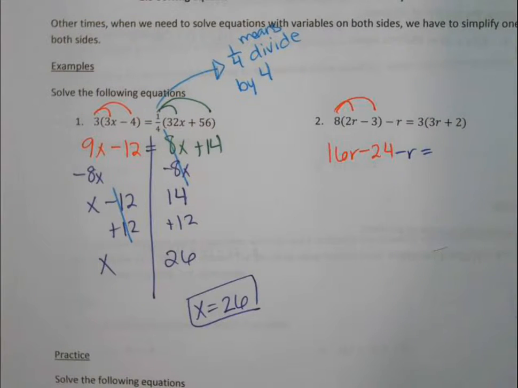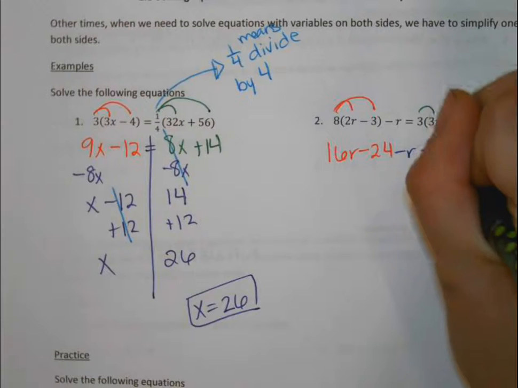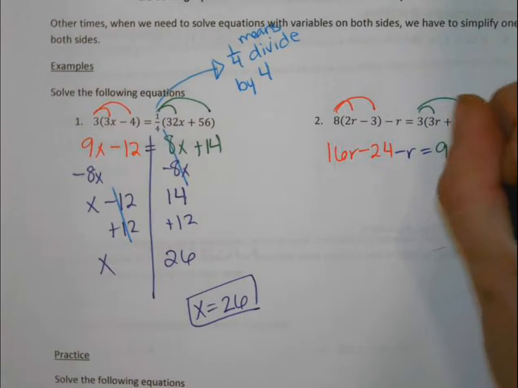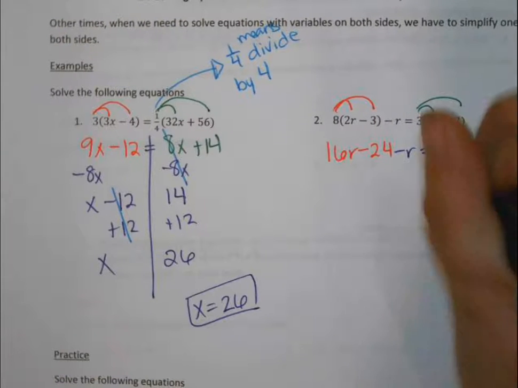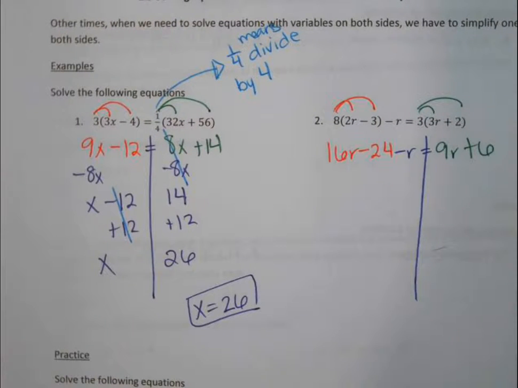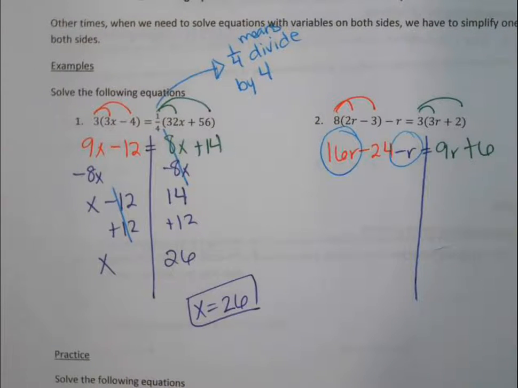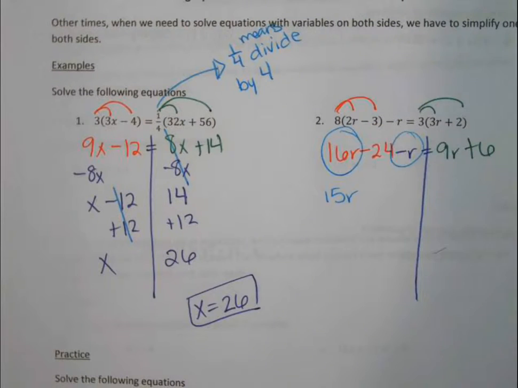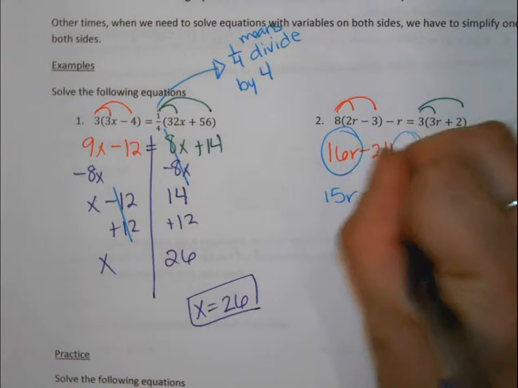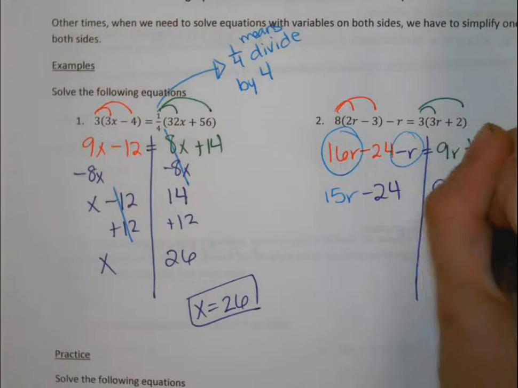And then on the second side, I'm going to go ahead and distribute that 3. 3 times 3r is 9r. 3 times 2 is 6. Now I can go ahead and draw my line down the middle and combine like terms. So I have 16r and negative r. So 16 minus 1 is 15, 15r. Then I have minus 24. On the right side, I have 9r plus 6.